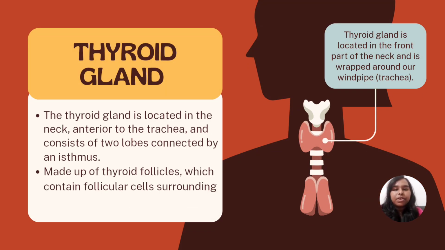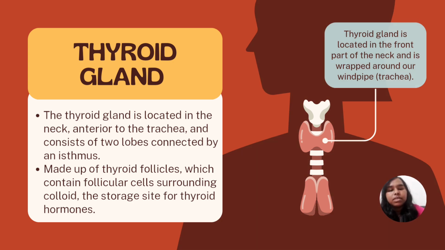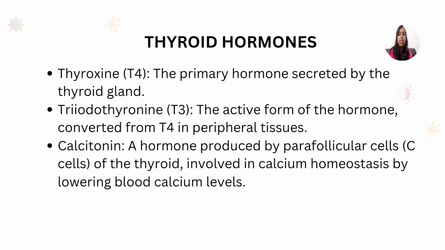Now we will be seeing about thyroid gland. It is a gland located in the neck, anterior to the trachea, and consists of two lobes connected by an isthmus, made up of thyroid follicles which contain follicular cells surrounding colloid, the storage site for thyroid hormone.